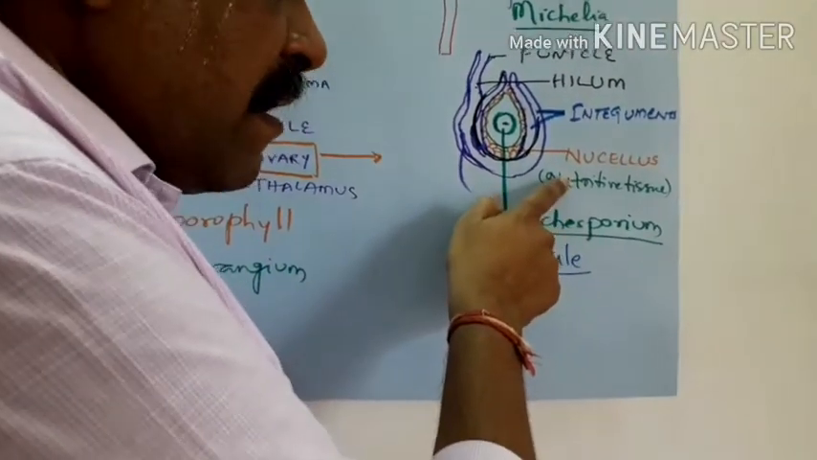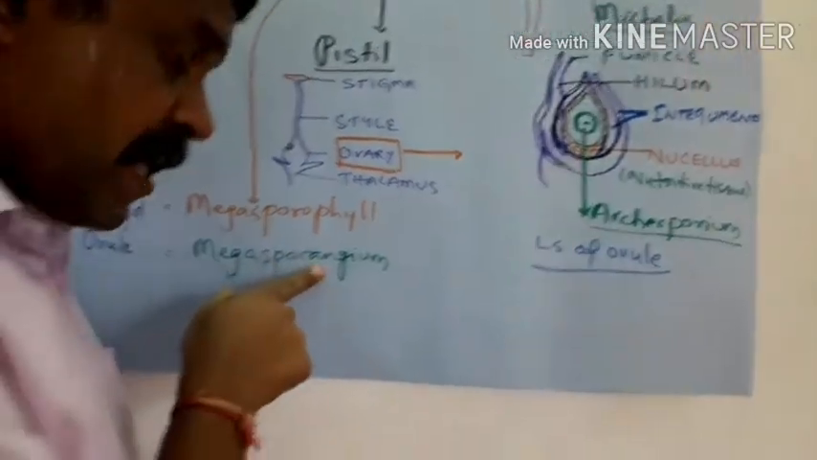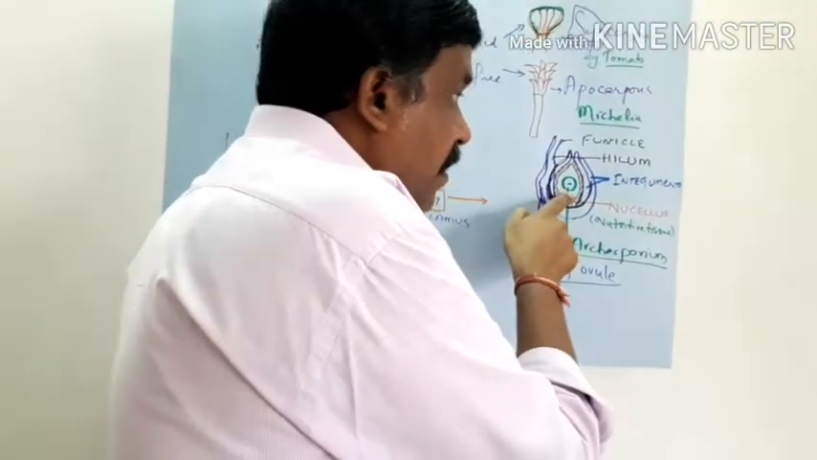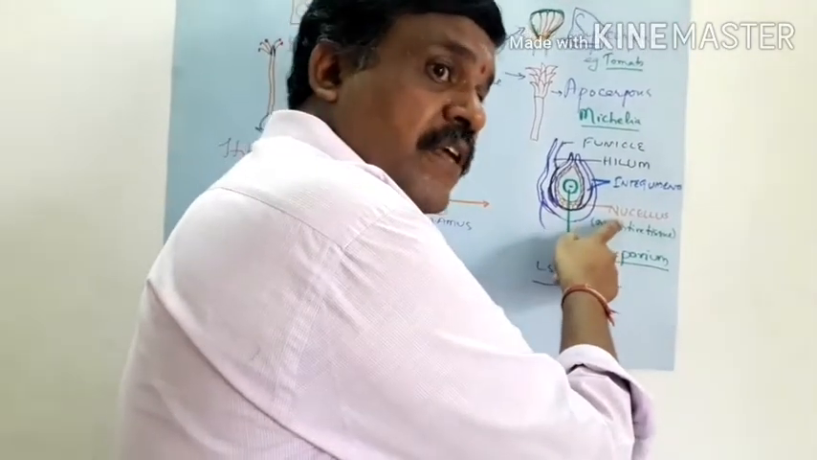It is helping the development of, in the megasporangium, what should be developed? Megaspore. So for the development of the megaspore, this nucellus will support. It is a supporting tissue.